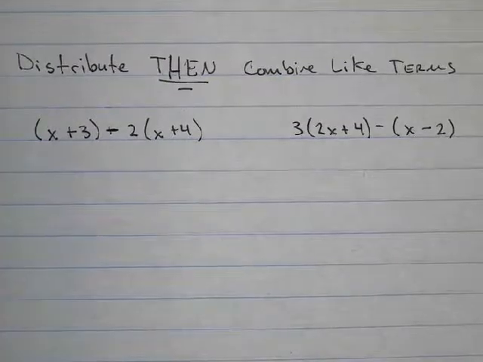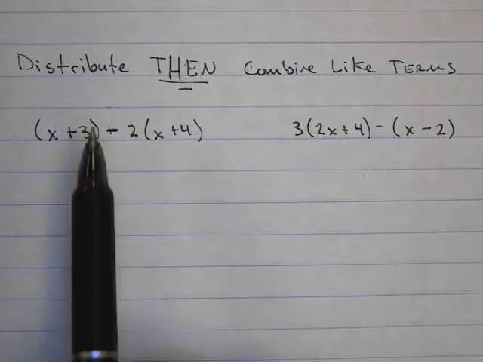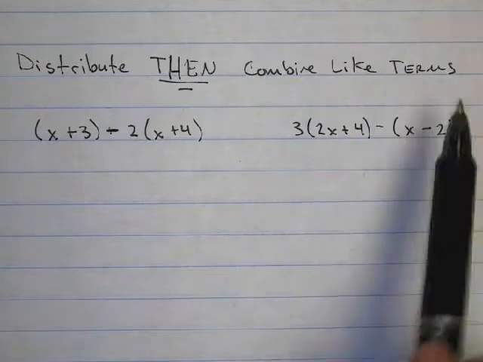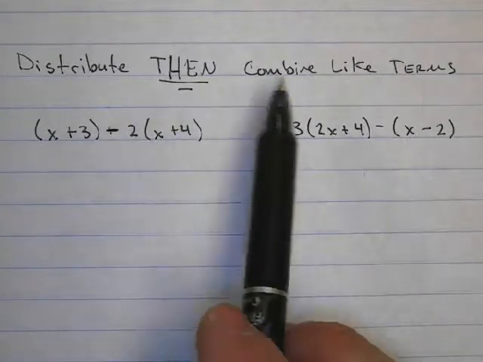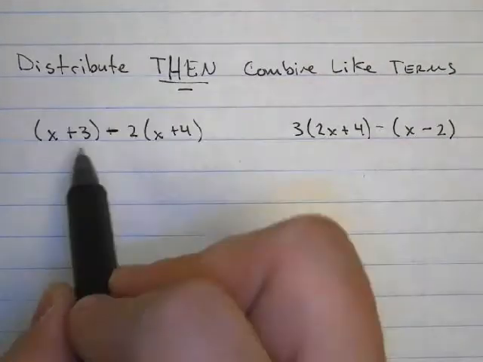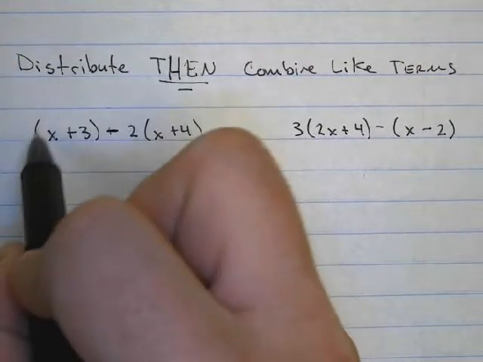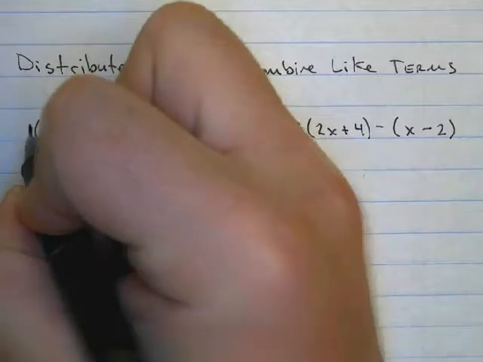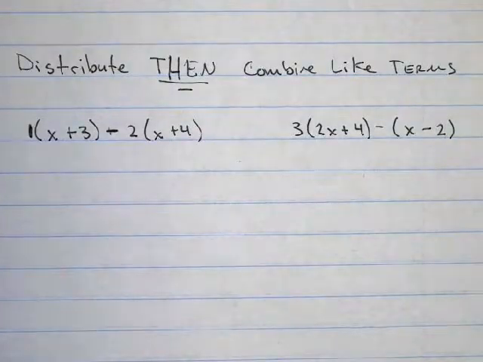In this video, we're going to be discussing distributing, then combine like terms. So first we'll distribute, then we'll combine our like terms. Whenever I'm looking at a problem such as this first example, if there's no number in front of my parentheses, I can write in our hidden 1, and now we're ready to distribute.